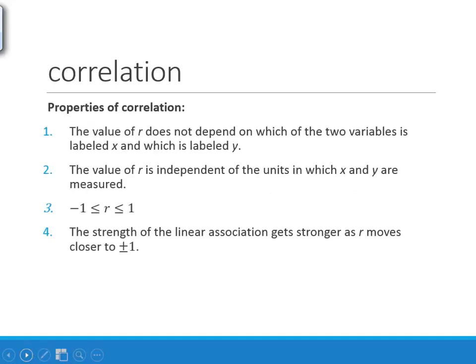The correlation will be between positive and negative 1, and the strength of the linear association gets stronger as R moves closer to plus or minus 1. If you get all the way out to exactly 1, that means you have a perfect linear relationship. And as you get closer to 0, that relationship gets weaker.